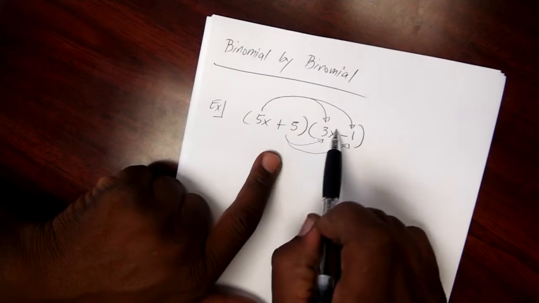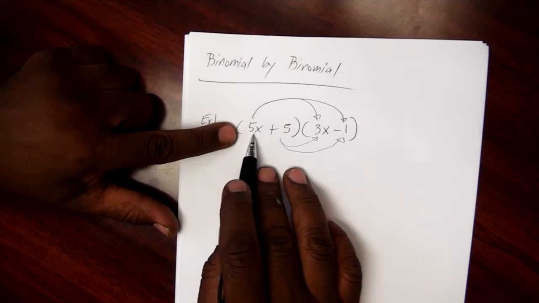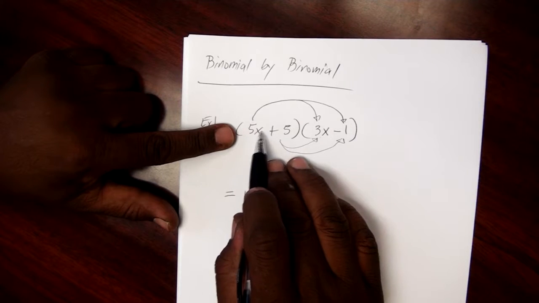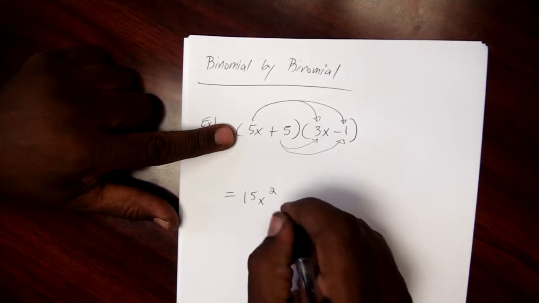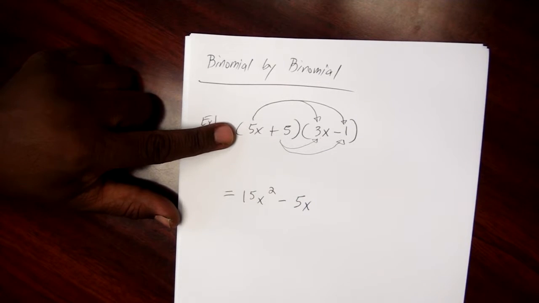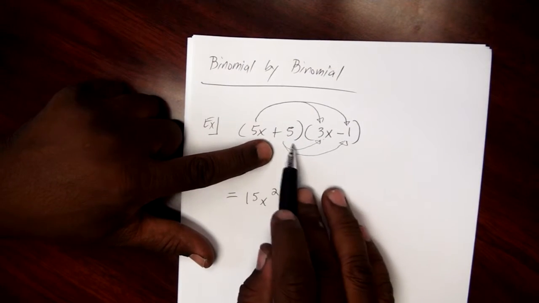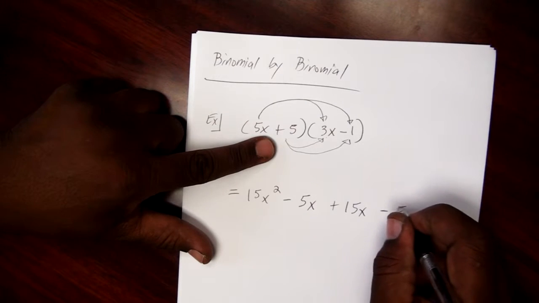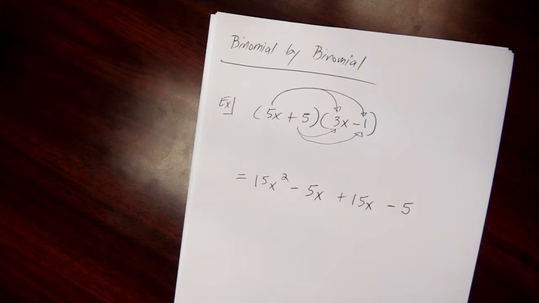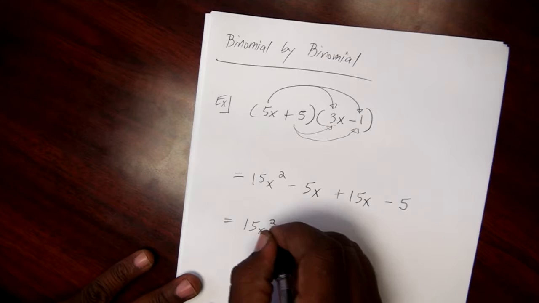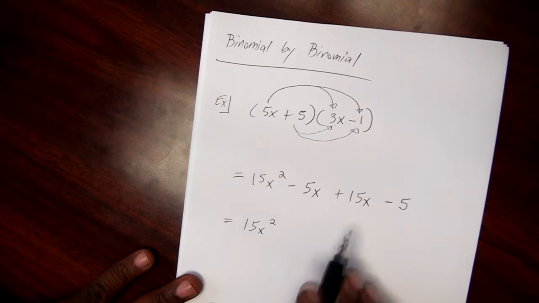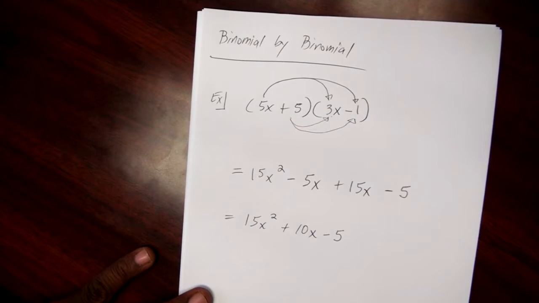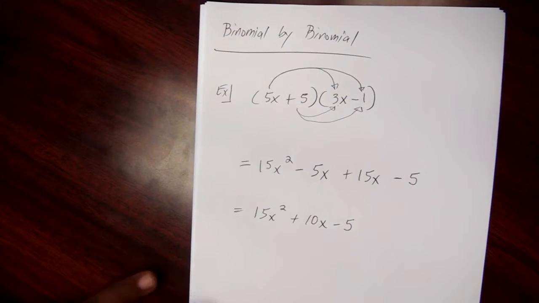Okay. So distributing my first term, and I'll simply do this underneath, 5x times 3x is 15x squared. Next, I'll distribute 5x and negative 1. A positive times a negative is a negative. 5x times 1 is 5x. Next, I'll distribute 5. So 5 times 3x is 15x. 5 times negative 1 is negative 5. And then I'll combine my like terms. So I'll bring down 15x squared. I can combine negative 5x plus 15x. That gives me a positive 10x. And I'm going to bring down my minus 5. So I have 15x squared plus 10x minus 5.